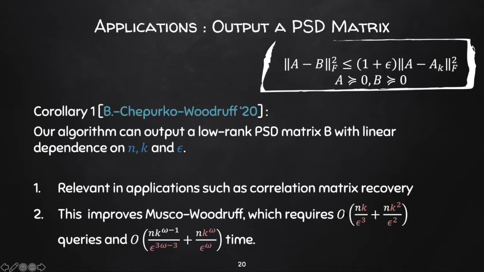Our bounds improve the previous best known algorithm, which incurs a polynomial in k over epsilon in the query complexity, as well as the running time.